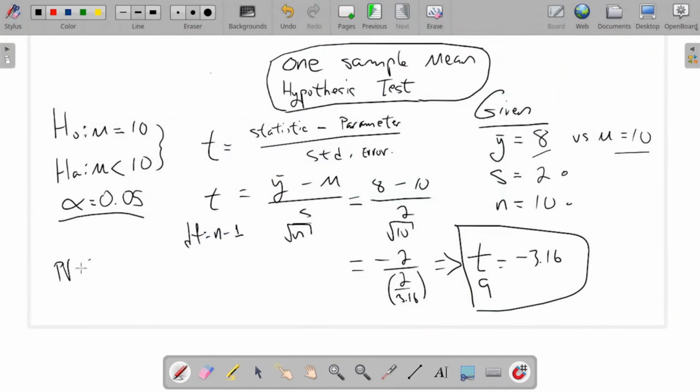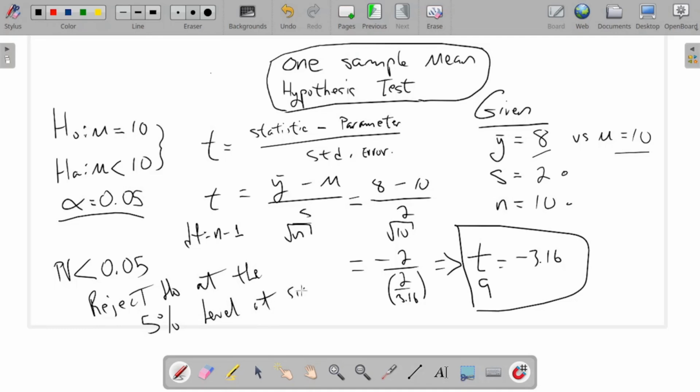Now let's go back to our problem. Since our p-value is less than our level of significance, we say this provides evidence to reject the null hypothesis at the 5% level of significance. And that's really all we have to do for a one sample mean hypothesis test. We'll do more examples in further videos and show some other configurations of this type of problem.